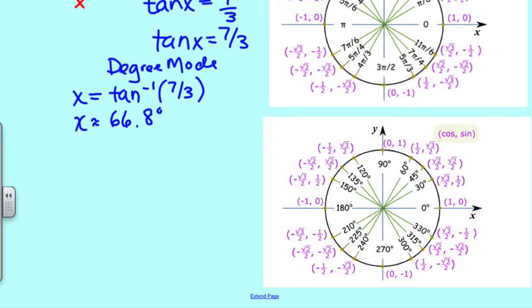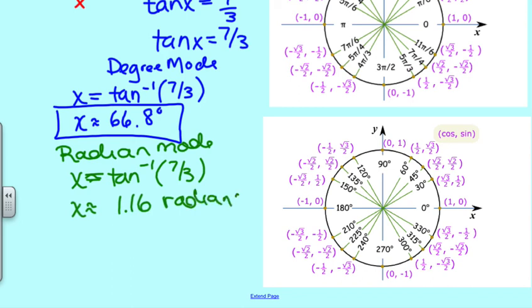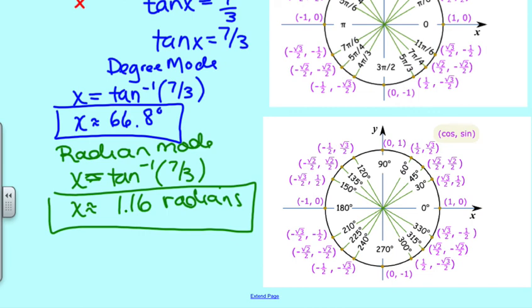Now let's convert it to radian measure. So we'll convert it to radian mode in our calculator. So we say x equals the tangent inverse of 7/3. So change your calculator to radians. So second tangent, 7 divided by 3. And you get x is approximately 1.16 radians. So again, if you think of this, pi over 2 is 3.14 divided by 2, which is approximately 1.57. So our angle is about in there.